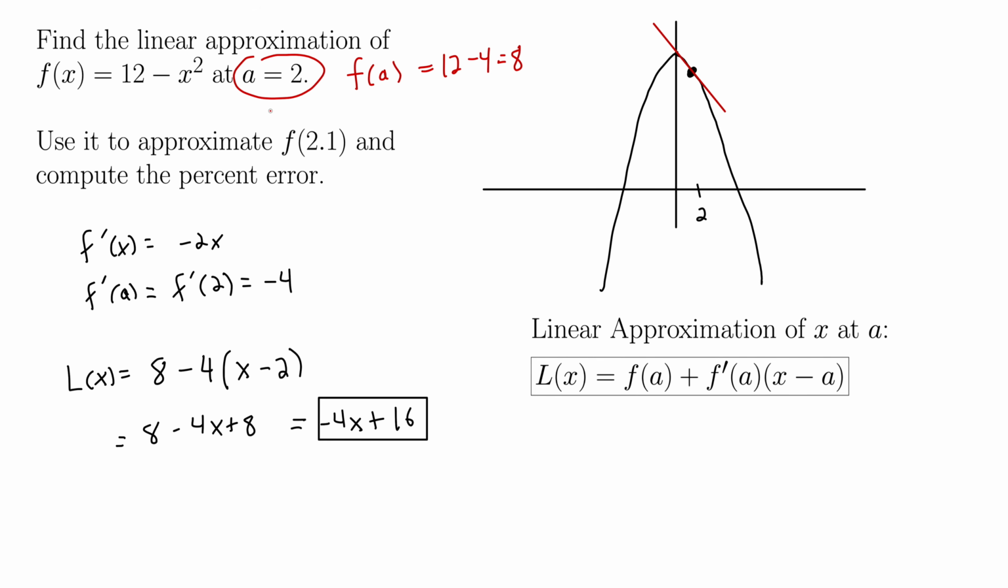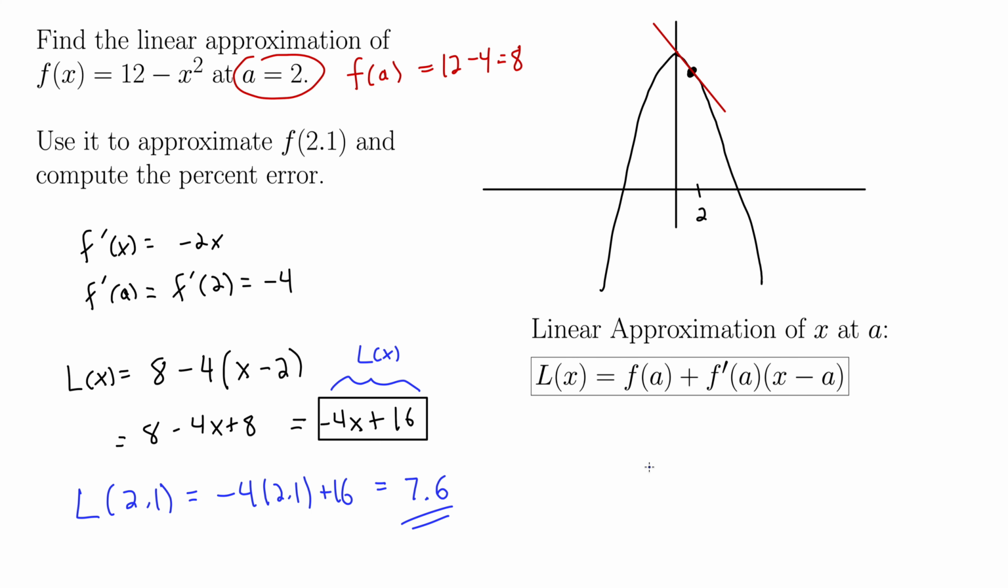Let's use our approximation to approximate f of 2.1. So what this is asking for is the linear approximation L of 2.1 equals what? Well, this business here, this negative 4x plus 16, that's our L of x. So now we simply plug in 2.1 for x. Okay, so that's negative 4 times 2.1 plus 16, which comes to 7.6 if you put that into a calculator. Okay, so there is our approximation.